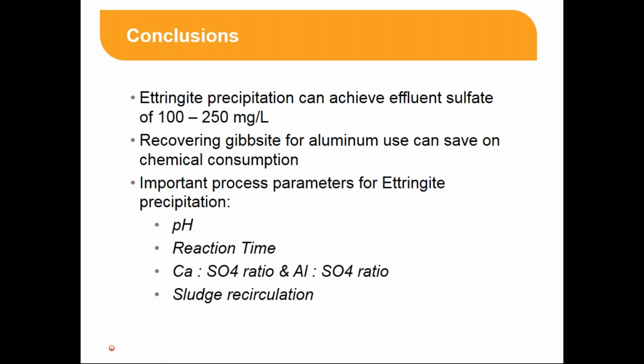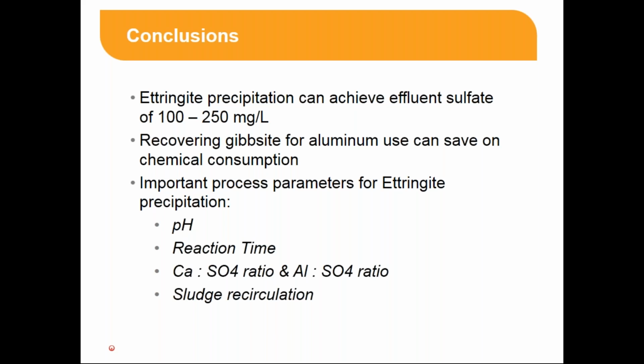We also used a recovered gibbsite. Recovered gibbsite helped us to reduce our aluminum dosage, our chemical consumption, or fresh aluminum addition. And an important parameter for ettringite precipitation is pH.